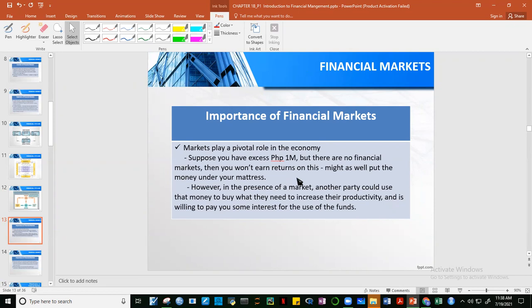And there will be those who need the funds, then the market will make sure that that happens. No? In the presence of a market, another party could use that money to buy what they need to increase their productivity. So ito yung mga companies, for example, kailangan nila ng panibagong equipment, wala silang sufficient cash, so maglo-loan sila. Saan sila mag-loan? Sa markets. No? Saan nanggagaling yung pondo doon? Okay, either may mga taong nagpasok din ng pera nila doon, okay, and then these people who are net savers would be compensated via interest.